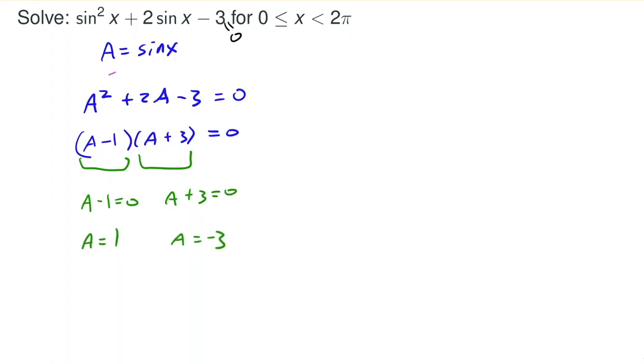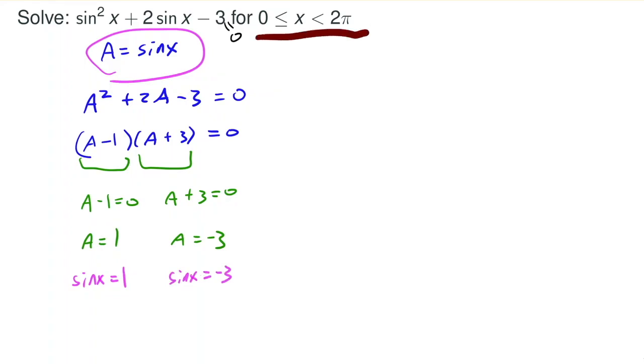Well, what is a? A is sine x. So then we can write sine x equals 1. Sine x equals negative 3. So this one is only asking between 0 and 2 pi, so we do not write 2 pi k. We should have a finite number of answers. So what angle on the unit circle is such that sine of that angle equals 1? Well, it's pi over 2.